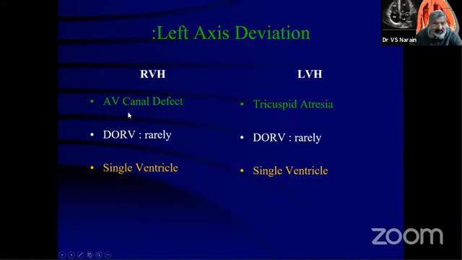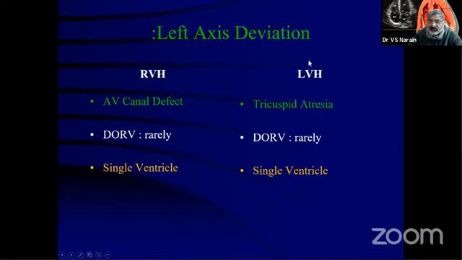Double outlet and single ventricle, you will fit in everywhere because these are two conditions where you have such a variety of axes and such a variety of combinations of ventricular hypertrophy that you will find it everywhere. But remember, if you have RVH with left axis, you have AV canal defect or even a large inlet ventricular septal defect, which can give rise to this axis deviation with RVH.